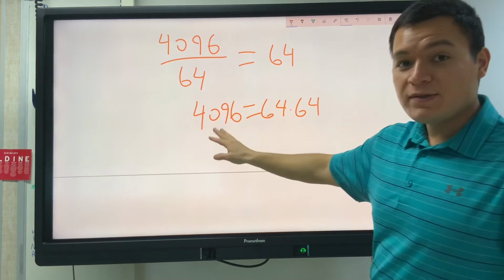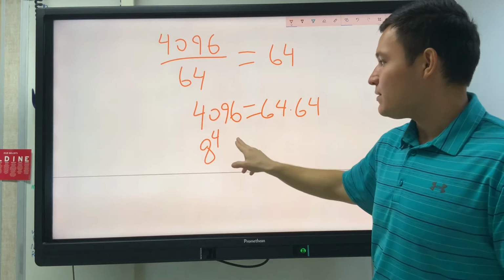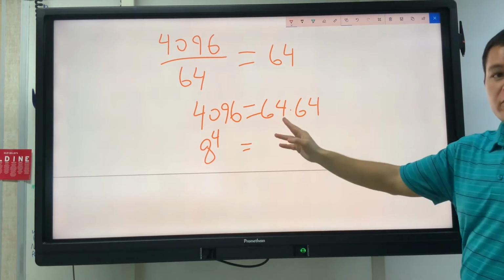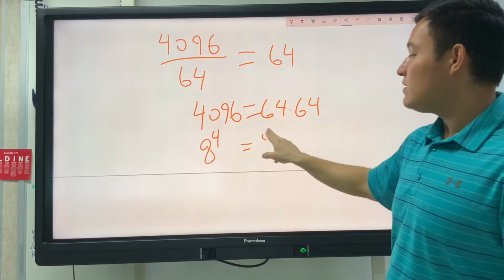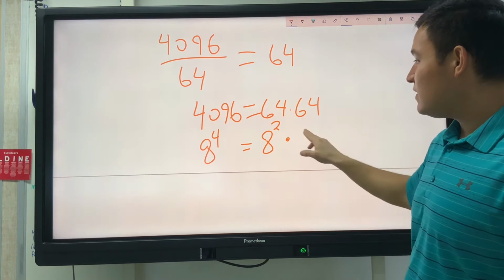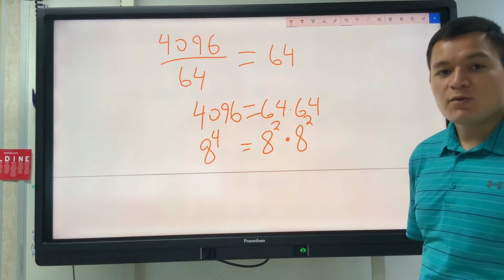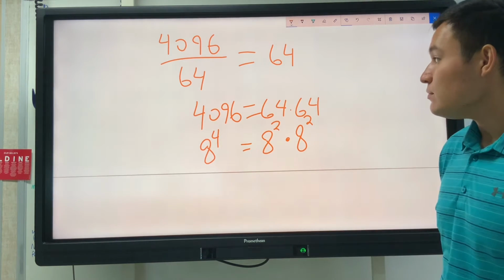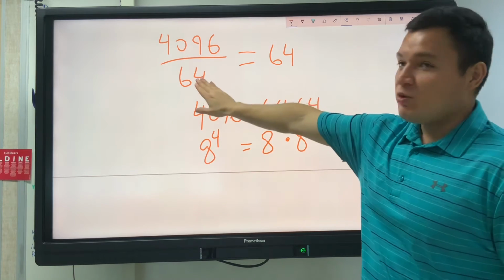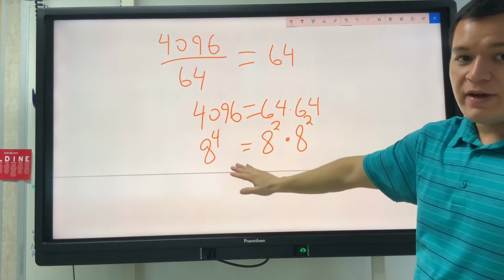Where did this 4,096 come from, though? That came from 8 to the 4th power. And what do we know about 64? 64 comes from 8 squared. So each one of these 64s can be written as 8 squared. All we did was multiply the 64 to the right, and then change the numbers back into their exponent form.